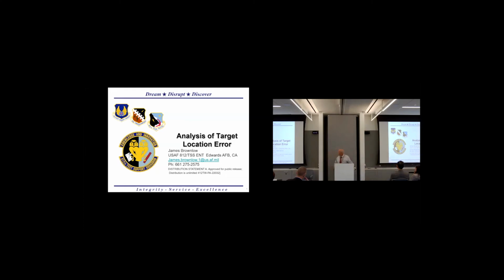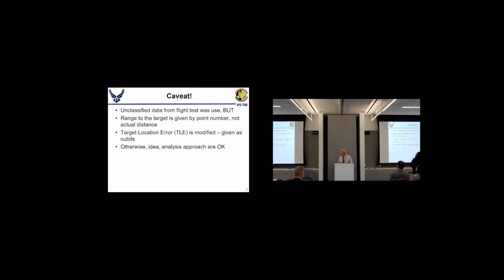There's some contact information. So the first caveat is this is actual flight test data, but in order to get it released, it was unclassified data. I eliminated the range to a target, and I eliminated the actual units, changed them to qubits, which, if you know Greg Hutto, that's his favorite unit of measurement.